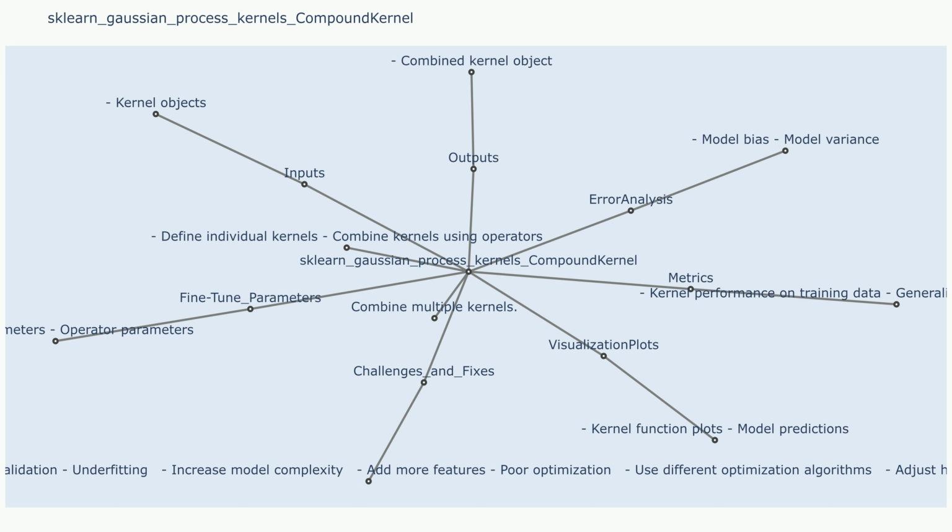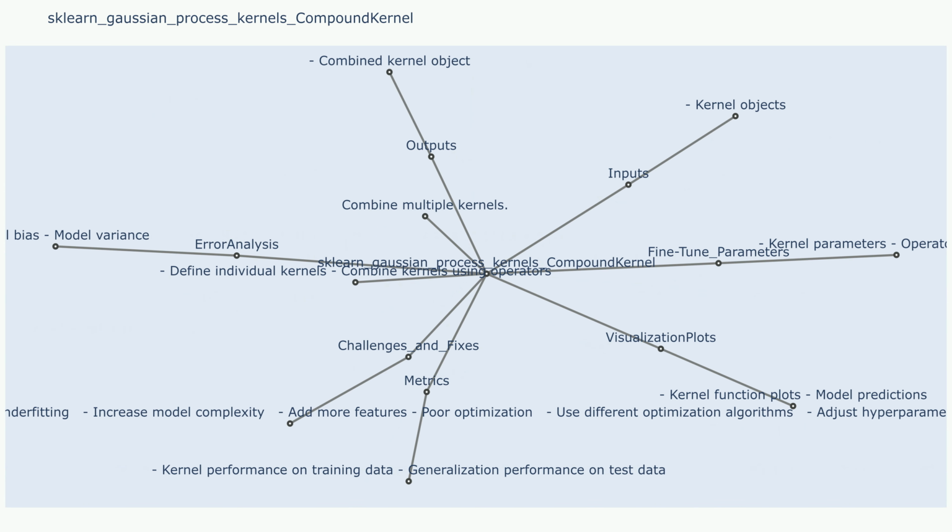sklearn Gaussian process kernels compound kernel. Description: the compound kernel class in scikit-learn's Gaussian process library allows you to combine multiple kernels into a single kernel, representing a more complex relationship between input features and the target variable. This is particularly useful when modeling data with multiple sources of variability or when different kernel types are suitable for different aspects of the data.